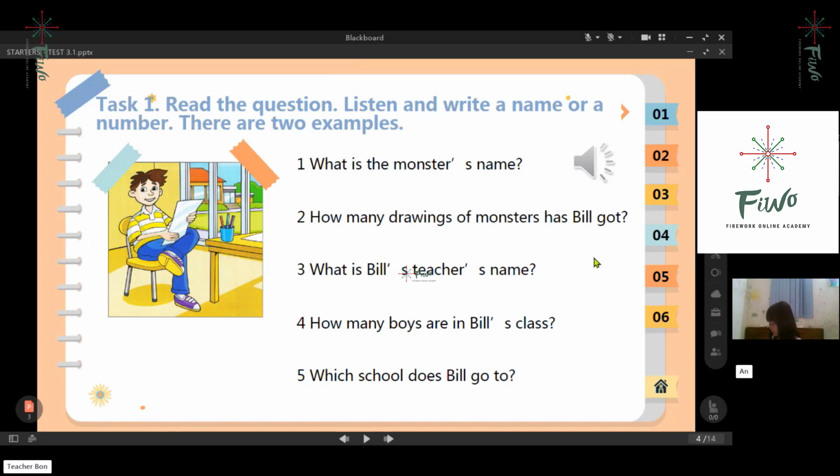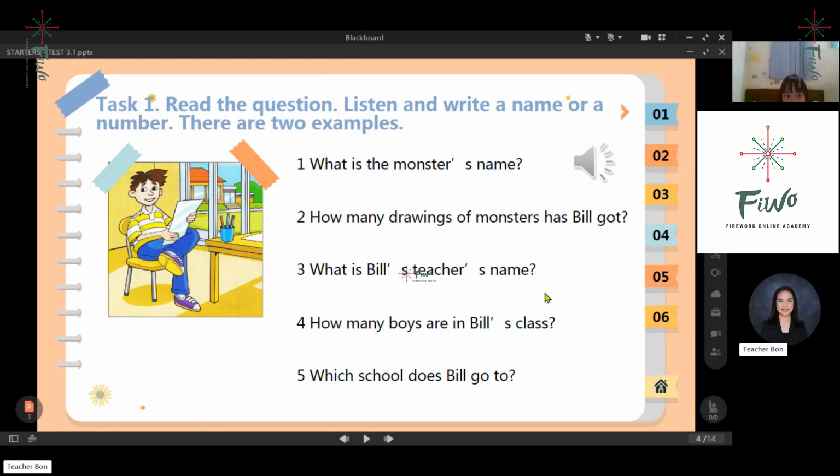One. Has Bill's monster got a name? Yes. Its name is Ugly. Oh, how do you spell that name? Ugly. You spell it U-G-L-Y.